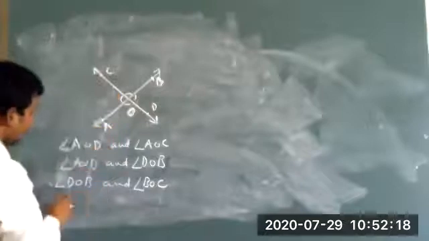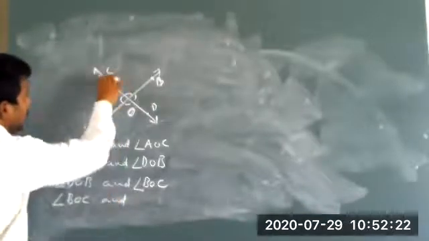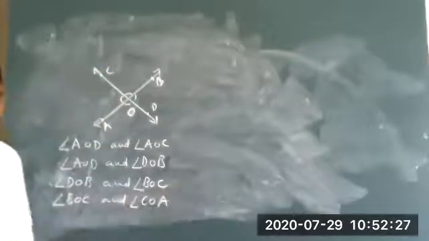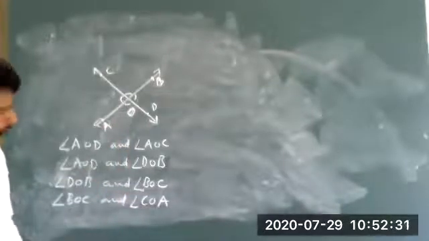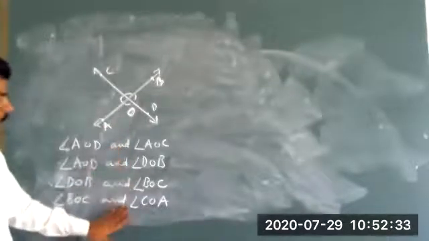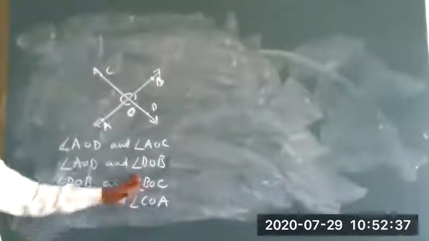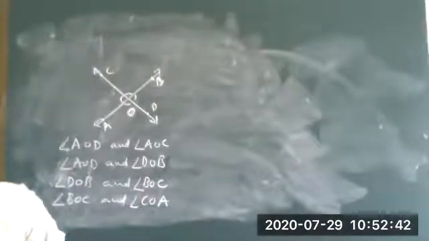Angle BOC and angle COA. So how many pairs of adjacent angles are here? 4. 1, 2, 3, 4. So 4 pairs of adjacent angles are there. Clear, children? This is the answer of the second problem.